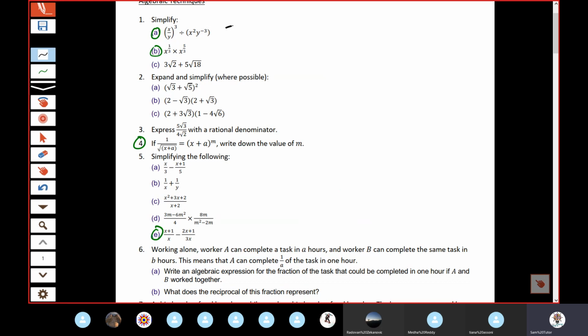This one becomes x cubed on y cubed. Divide x squared on y cubed, because y to the negative 3 is y to the 3 in the denominator. And then x cubed on y cubed. You don't have to do that, even if you got the right answer using your own method, it's fine. The answer should be x.